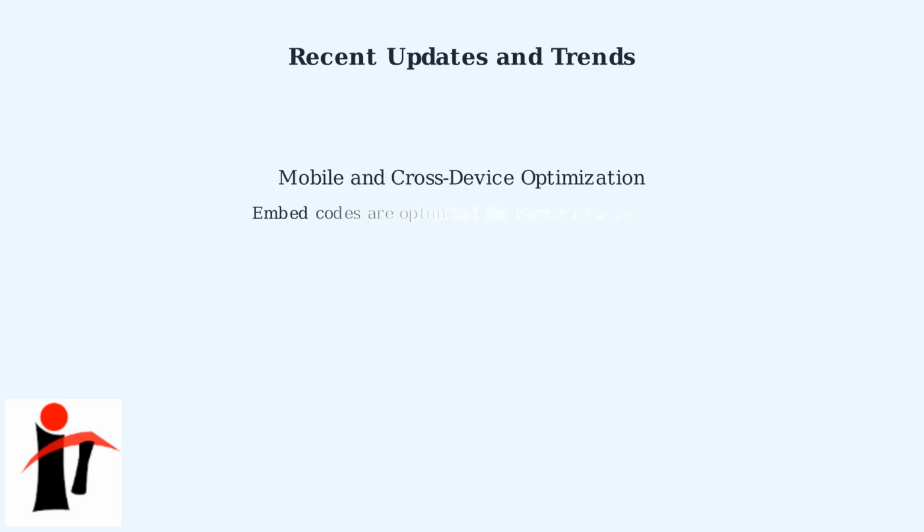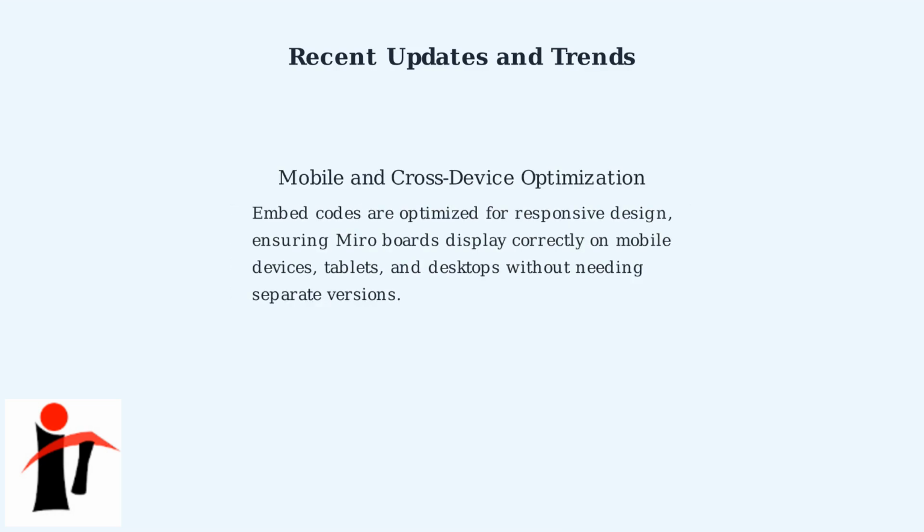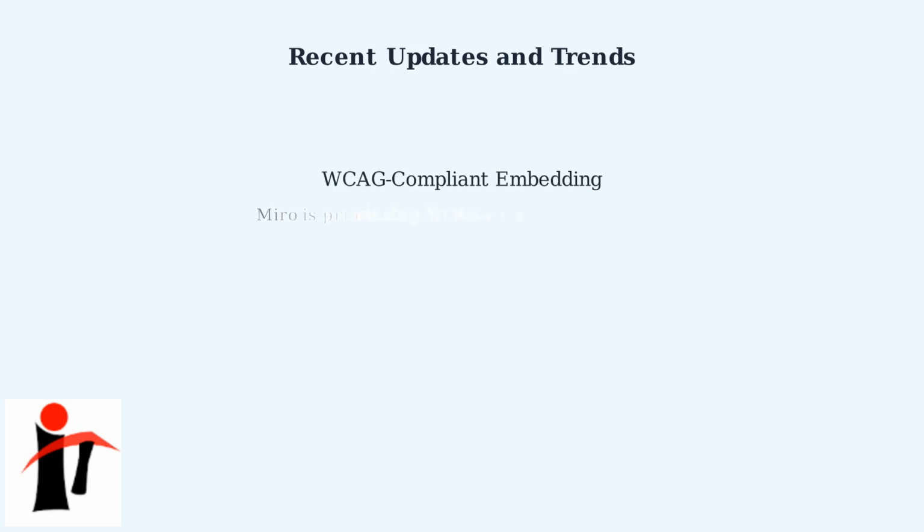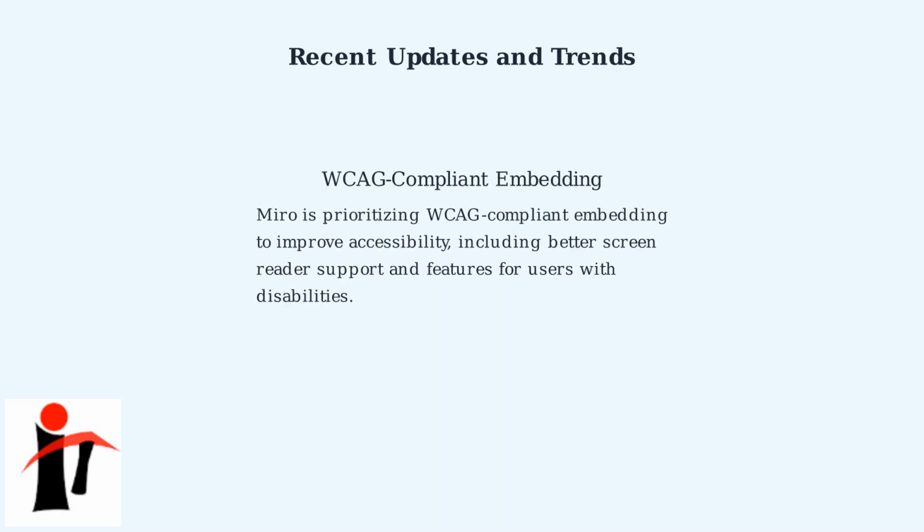Miro's embed codes have been optimized for mobile and cross-device compatibility. By 2025, these codes support responsive design, automatically adjusting to display properly on mobile phones, tablets, and desktops without requiring separate mobile versions. Accessibility is a key focus for Miro's embedding features.